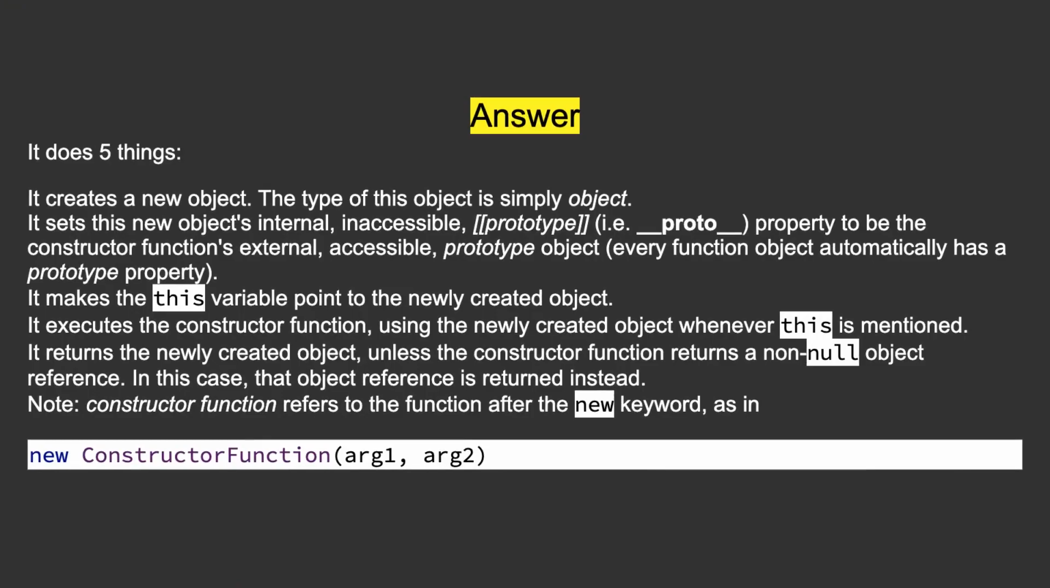It does five things. It creates a new object. The type of this object is simply object. It sets this new object's internal, inaccessible prototype, that is, the __proto__ property, to be the constructor function's external, accessible prototype object. Every function object automatically has a prototype property.